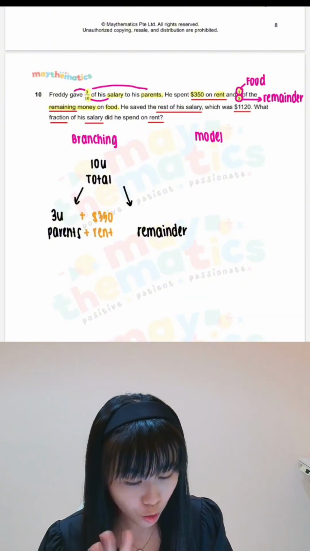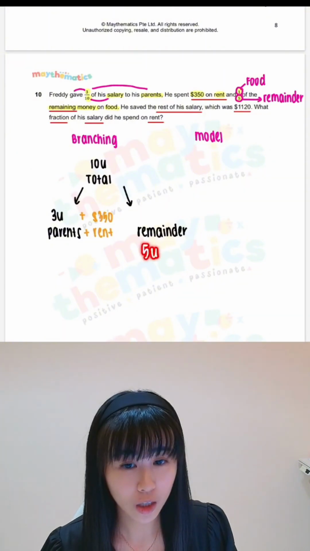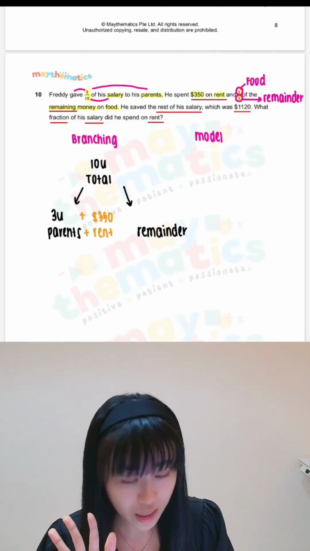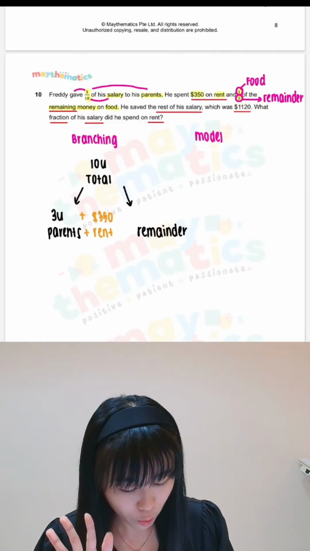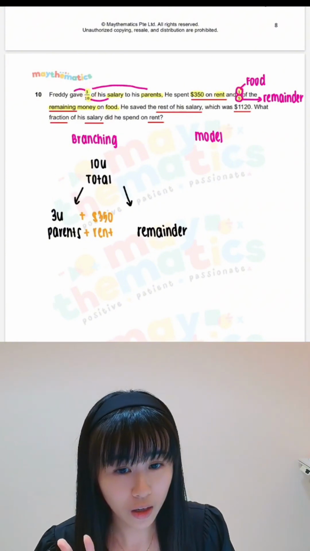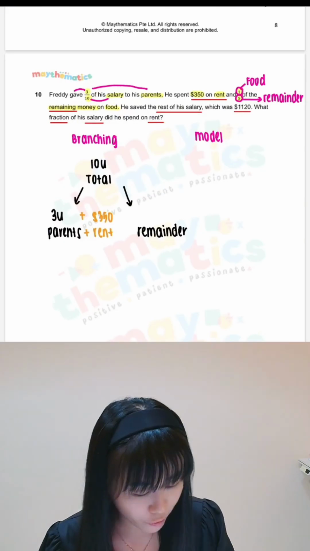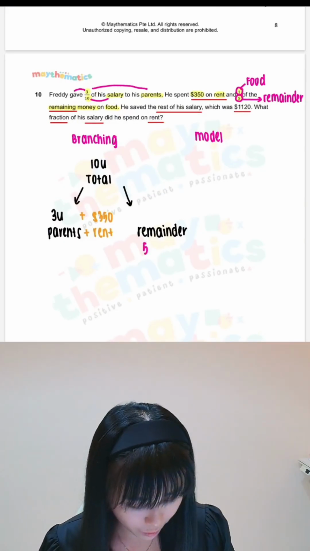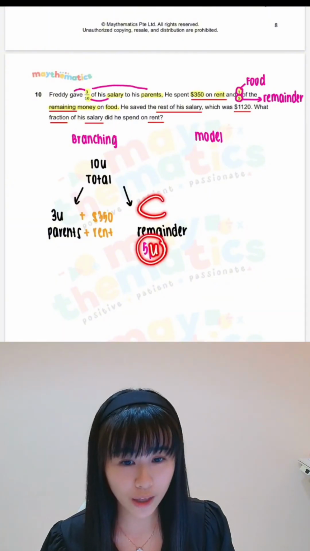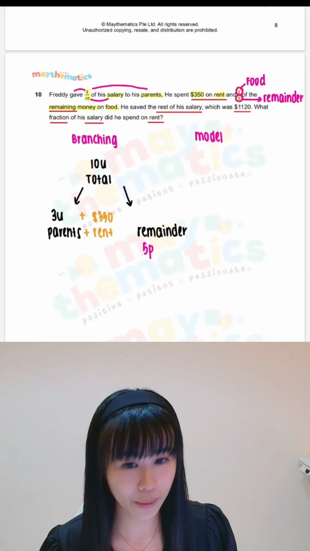But I do not recommend you to put 5 units here. Why? Because you don't know the size here. Is the size of the 1 unit here the same as the size of 1 unit here? That's why, if you do branching, you have to remember this: use 5 parts. You can only put units unless you're very sure that from here to here is the same number. Then you can put units.